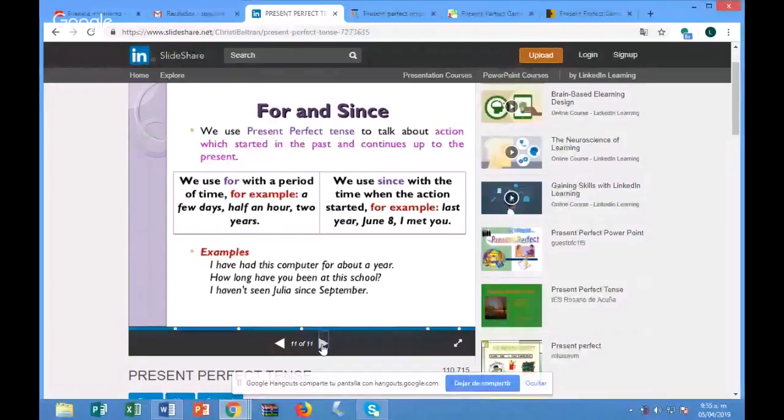For and since, the teacher explains very well, when we talk about an action that started in the past but continues up to the present. This is really important. We use for with a period of time, for example, a few days, half an hour, 2 years. We use since with the time when the specific action started. For example, last year, June, since I met you. I have had this computer for about a year. How long have you been at this school? I haven't seen Julia since September. So for and since are important when the action starts in the past and continues until now or maybe into the future. Okay?